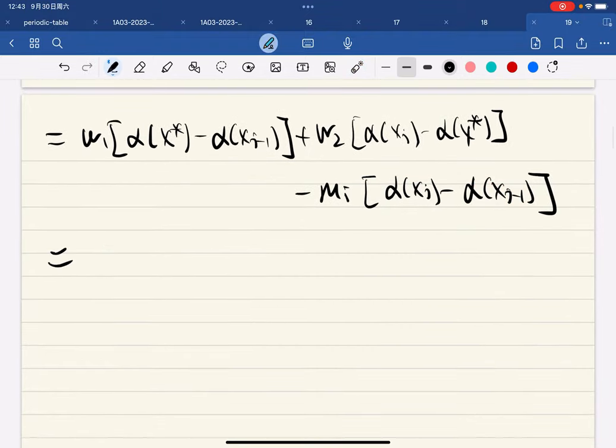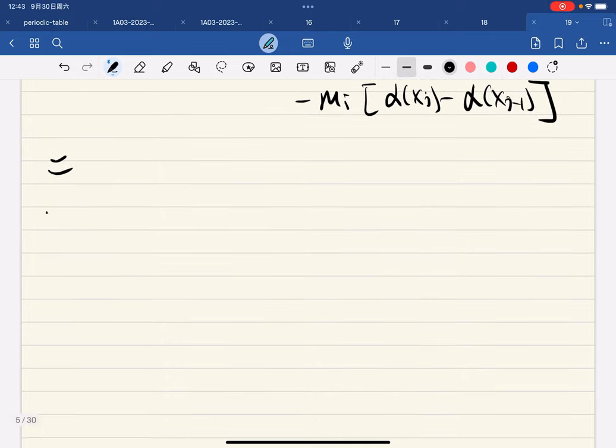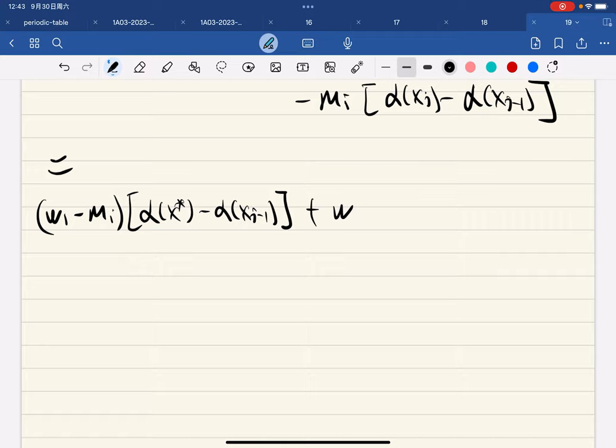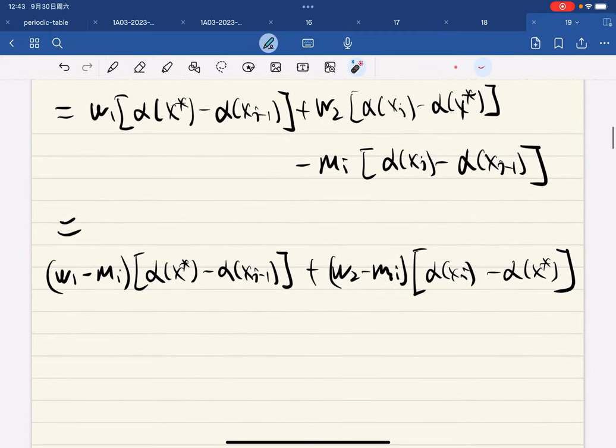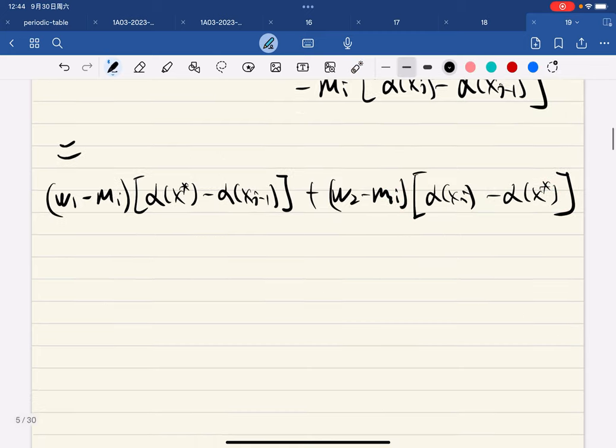Well, okay, now if we continue, right? This is equal to, I'll just write it out first, w1 minus m i times alpha x star minus alpha x i minus 1, plus w2 minus m i times alpha x i minus alpha x star. Well, here's the elementary algebra happening. For here, you have w1 times this, and they have minus m i times this, but where do we have the minus m i times alpha x star? And then right here, we add it back again. So basically we're adding up zero.